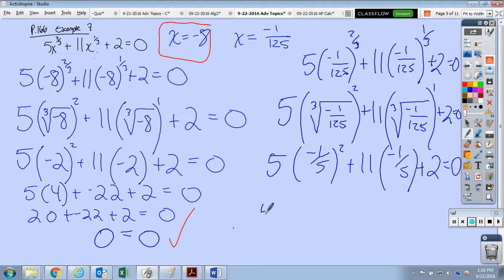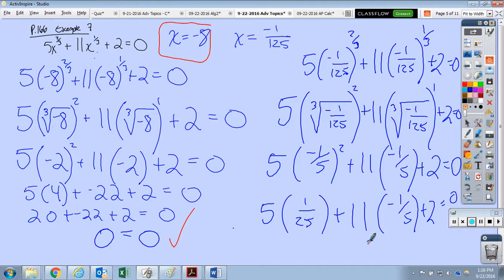All right. So then we have 5, and then negative 1/5 squared is what? Multiplying fractions is a lot easier than adding fractions. 1/25, good. Plus 11 times negative 1/5 plus 2 equals 0. Are you guys fine if I just say 0 equals 0, or do you want to see me do the fractions? I'm assuming you guys know how to add fractions and all that fun stuff.